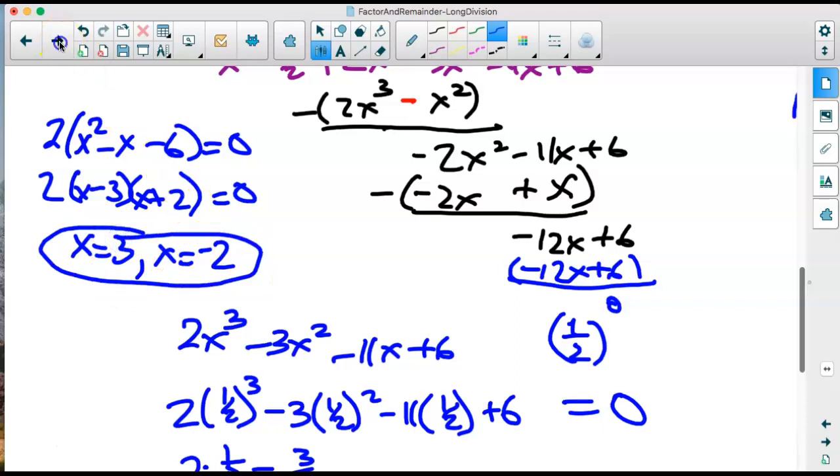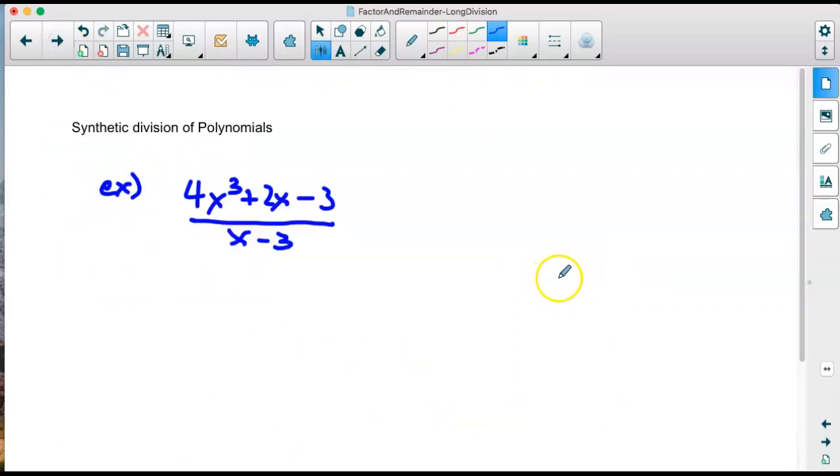All right, moving on. Synthetic division, this is the last thing. Now synthetic division is a quicker way to do division.